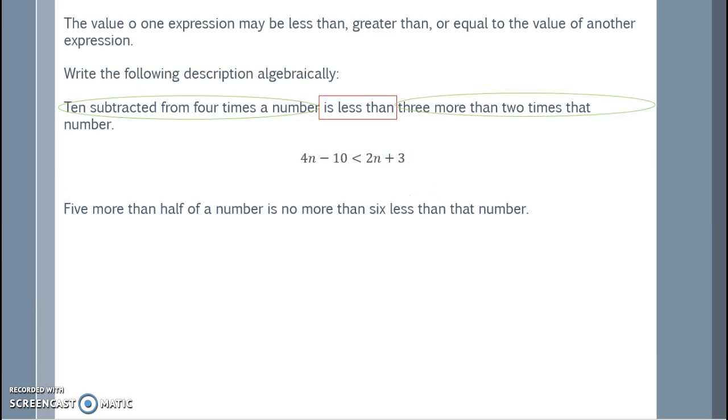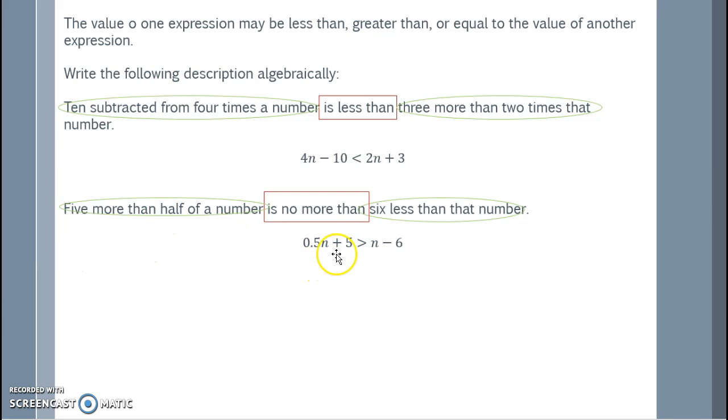So in the second one here, we have the is no more than, and then it's broken up into 2 separate pieces. So 5 more than half of a number, so plus 5 more than half of a number, so 5 plus 1/2 of an n, is no more than 6 less than that number, so the number minus 6.